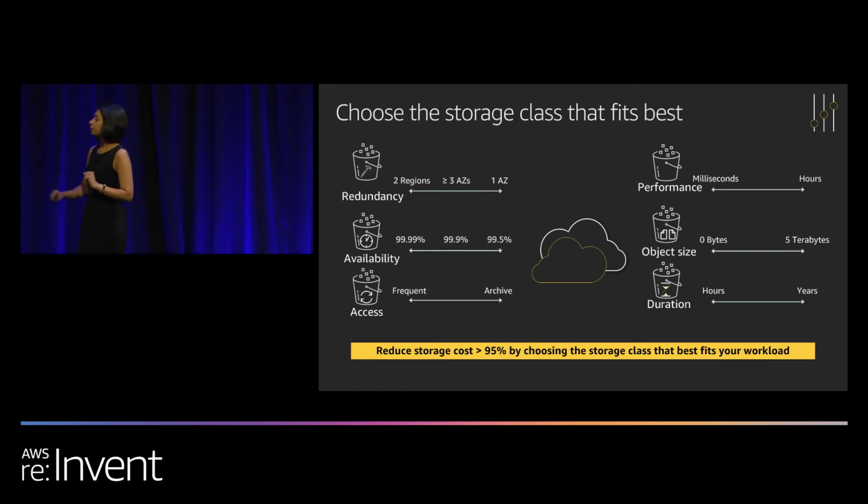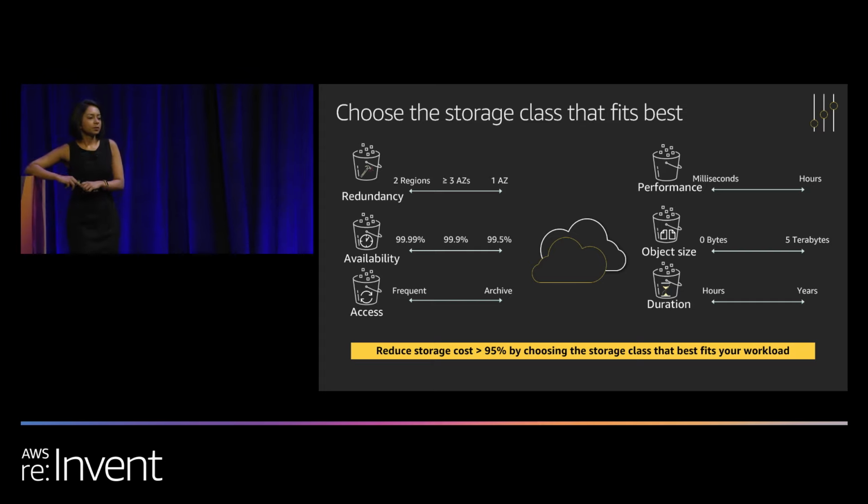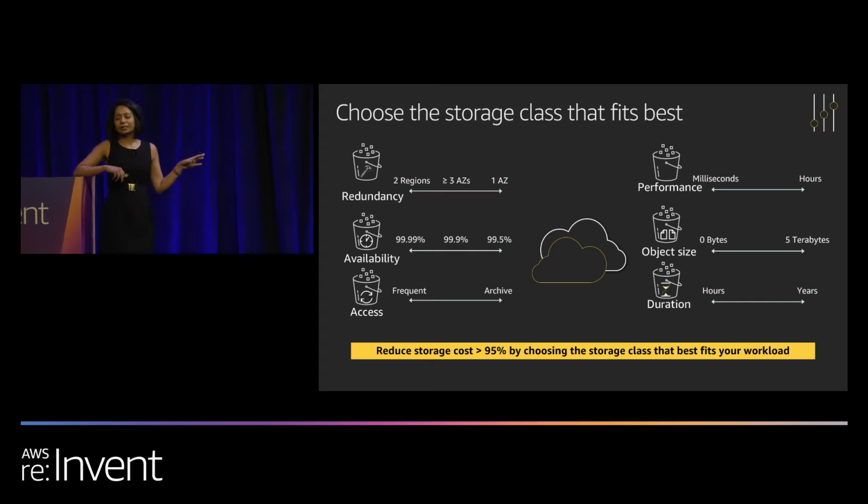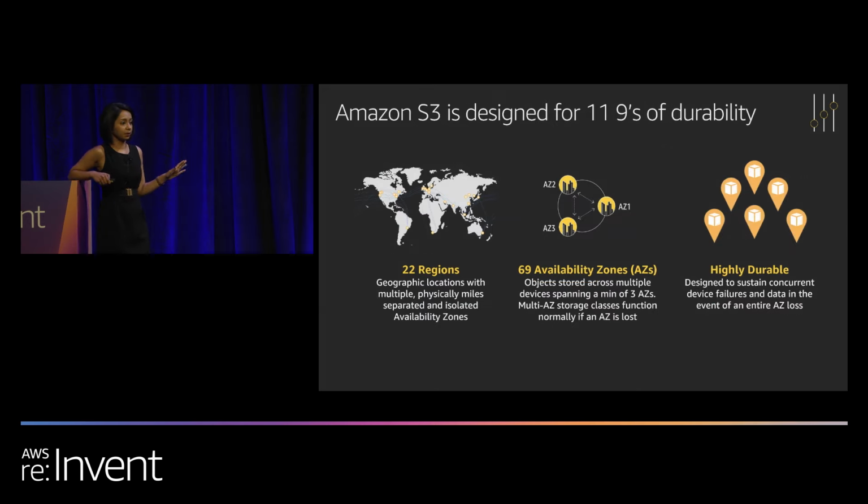Now, before I get there, a lot of the times when I talk to customers and I show them this slide and ask them, what is the trade-off you're making? What is it that your application requires? The one thing that comes up is that I'm fine dealing with all these trade-offs, but I don't want to trade off durability. And the thing about all of S3's storage classes is that we offer 11 nines of durability across the board. So let's get into that for a little bit.